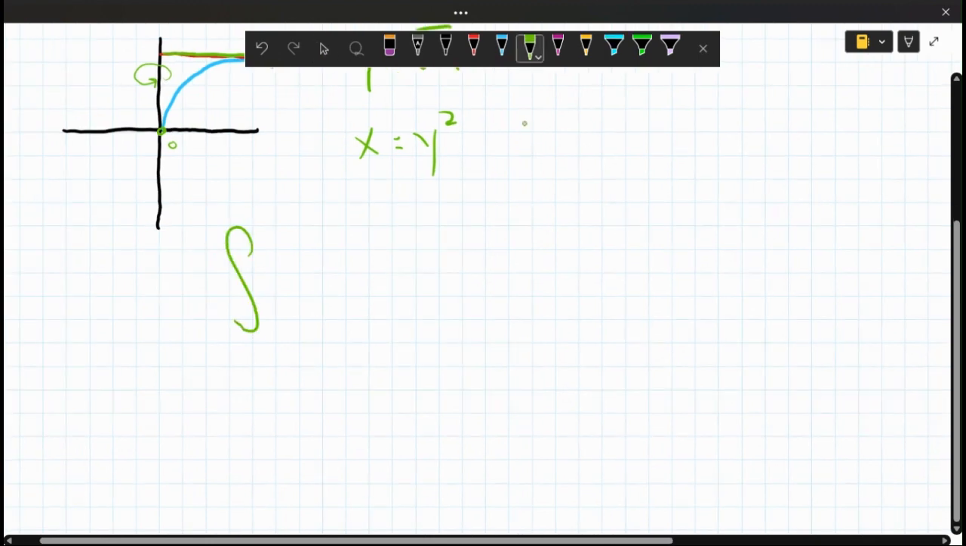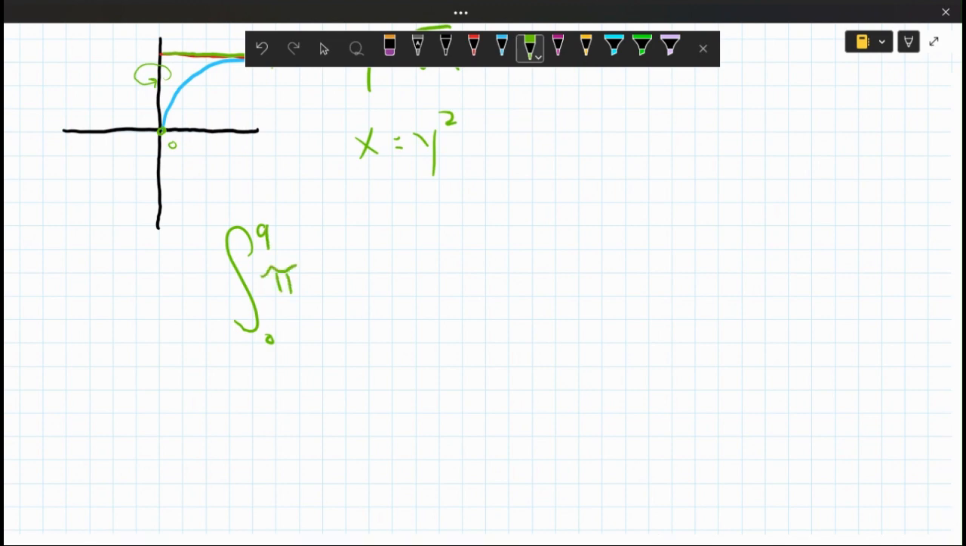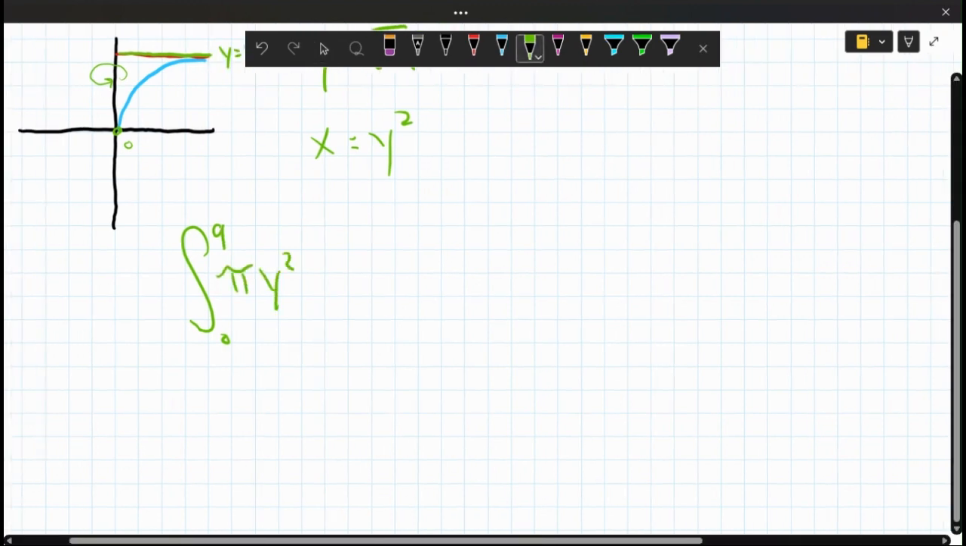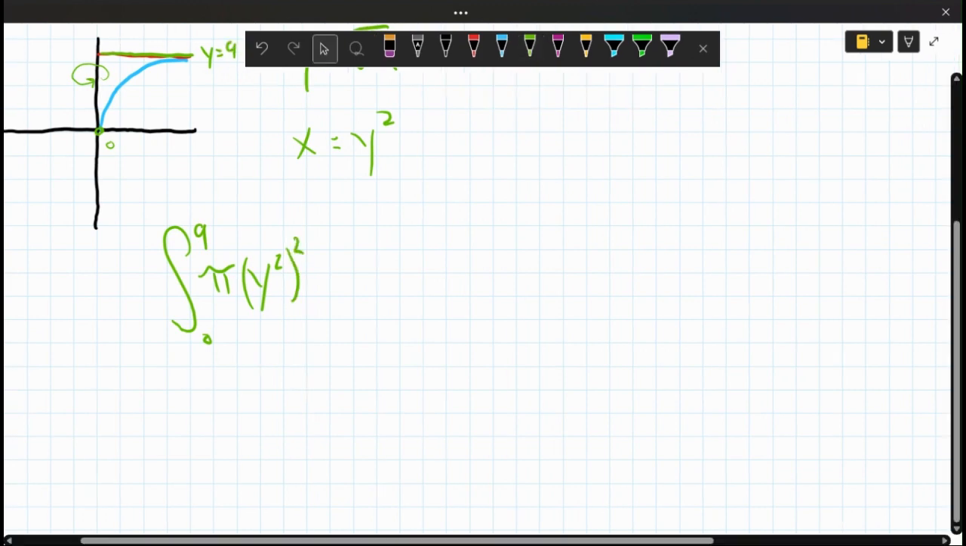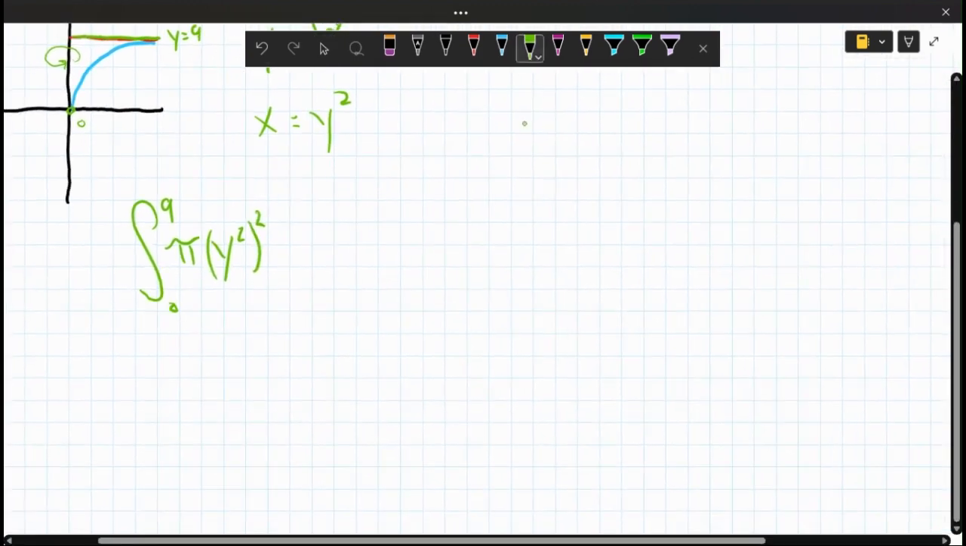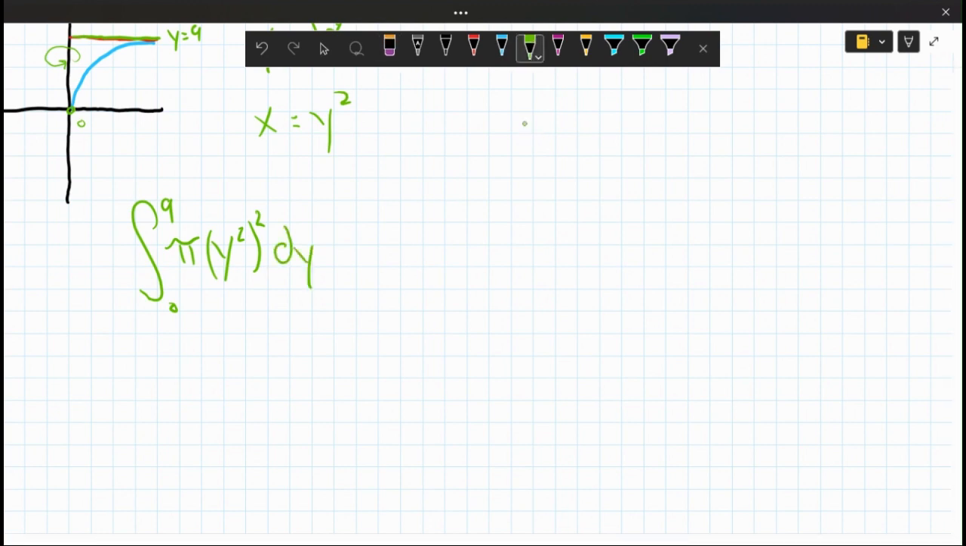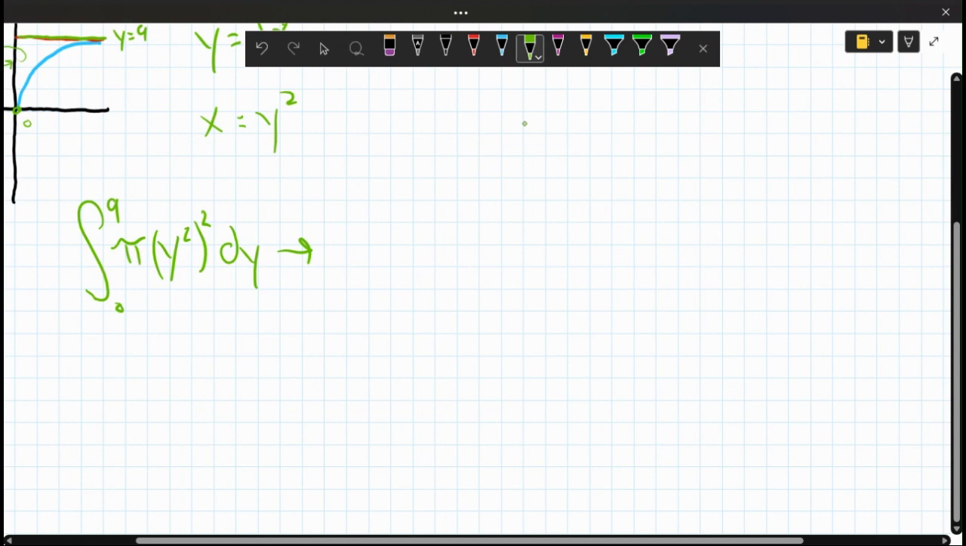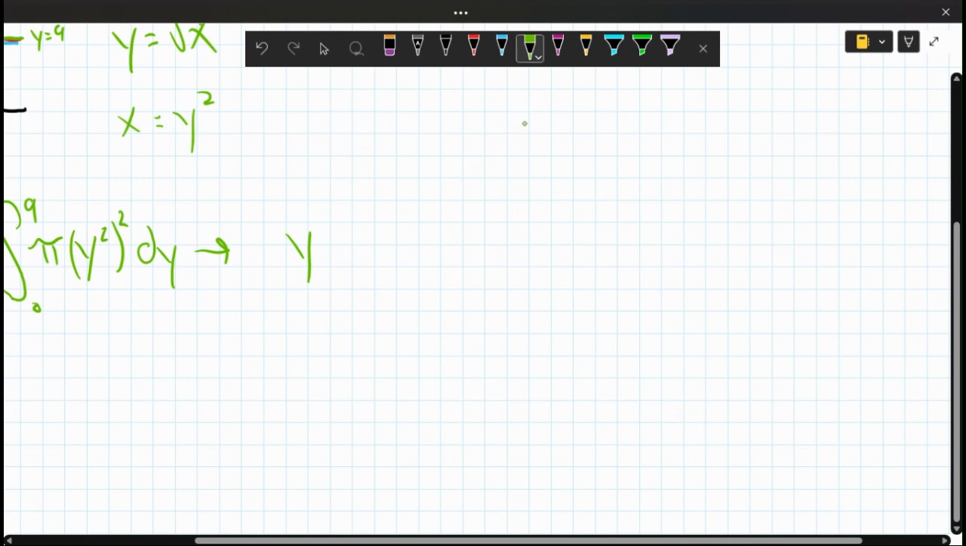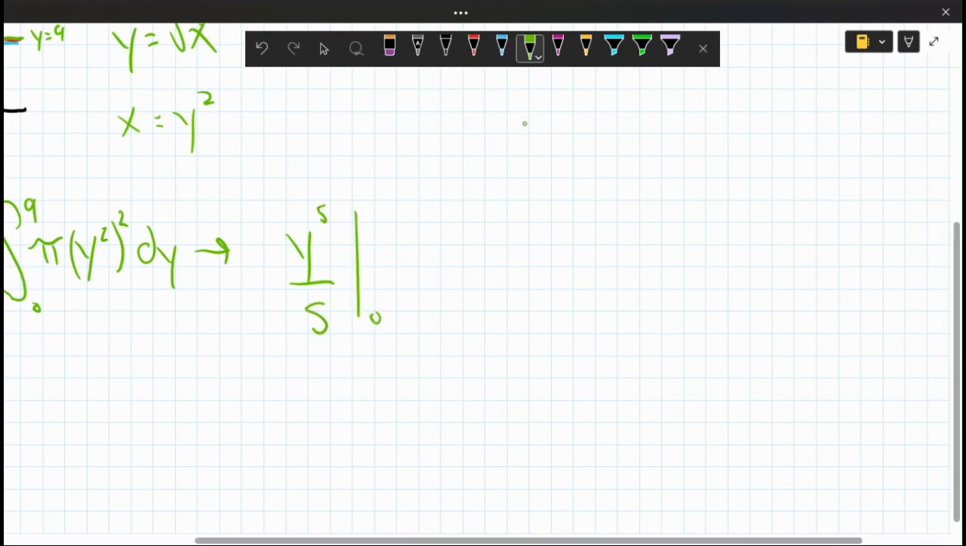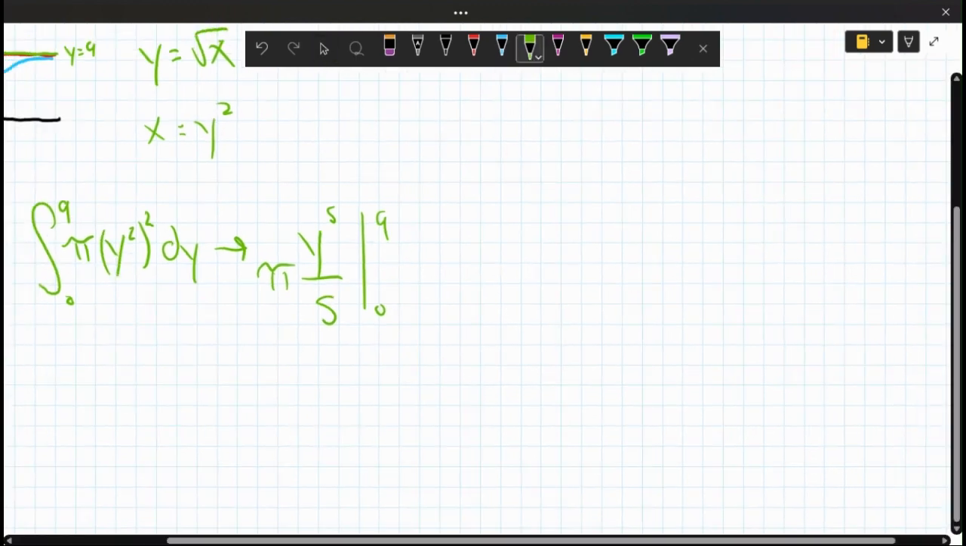I already gave it away. 0 to 9 is equal to pi times the radius squared, the radius represented by y squared in this case. So y squared squared dy, of course. And then that function is just going to be y to the 4th. Now you just get y to the 5th over 5 from 0 to 9 times pi. And that's your answer right there.